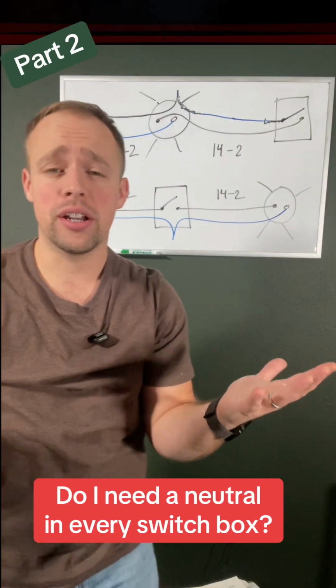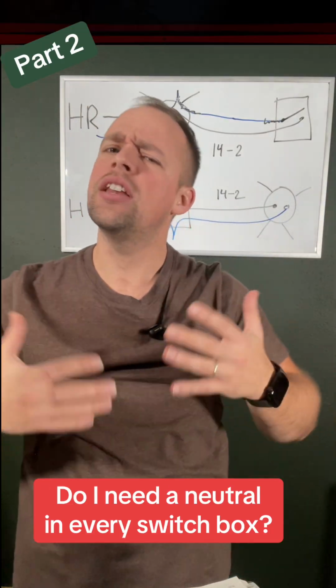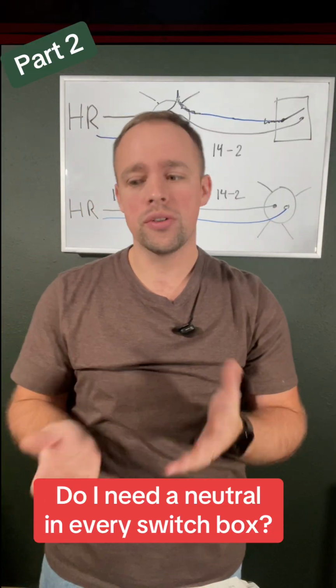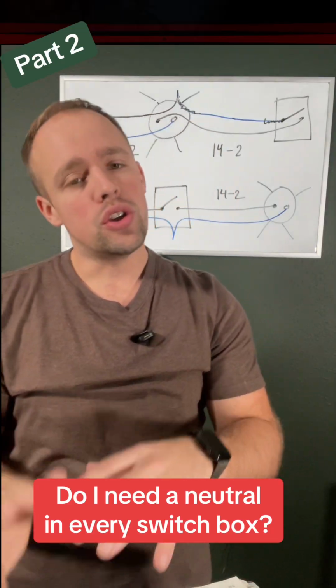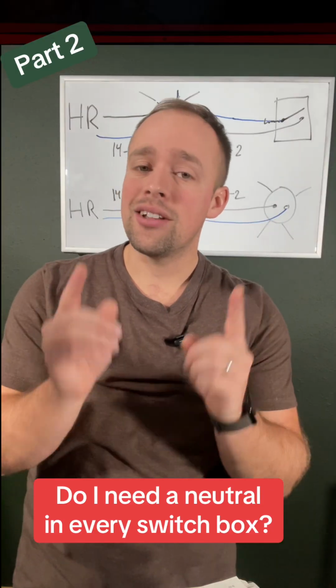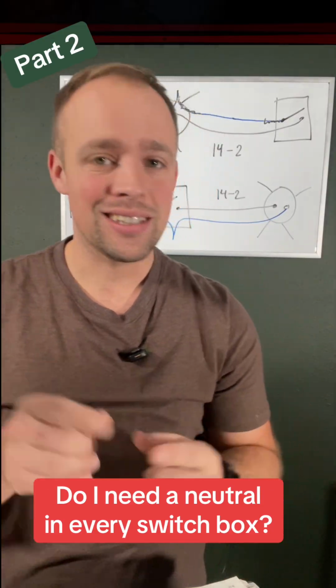So people are going to say, doesn't the code say we need a neutral in a box? And it does. But again, I want to reiterate, these are not contradictory codes. The code does allow us to use switch loops. So what do people mean when they say we need a neutral in the box? So let's open up our code books and find out, get some clarity.